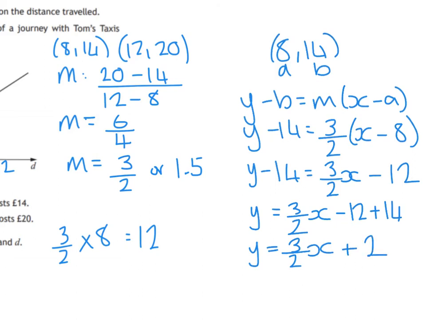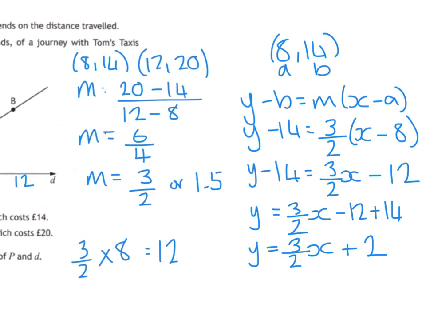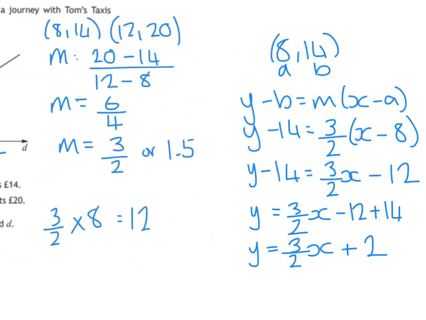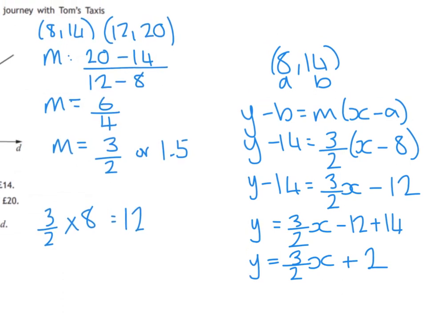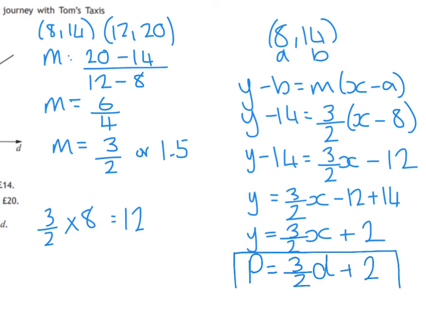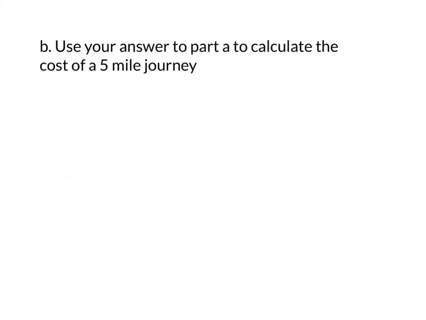Now, we didn't have it in terms of y and x, did we? I need to go back and look at what that question had. So in terms of letters, our y-axis was p for price, and our x-axis was d for distance. So our price equals 3 over 2 times our distance plus 2. That is our part A. That is our formula. Okay. And now we're going to look at what part B says. The part B to this question asks us to use your answer to part A to calculate the cost of a 5-mile journey.